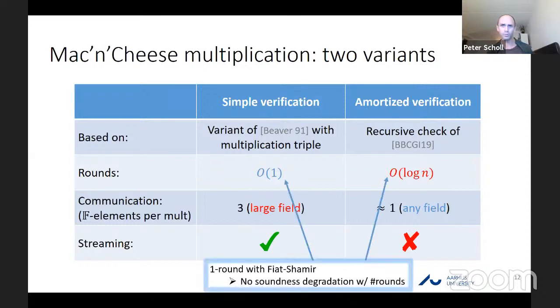However, with both of these approaches, we can actually reduce the round complexity down to just 1 round by applying the Fiat-Shamir transformation. And on top of that, we show that even if the original number of rounds was quite large, either logarithmic or, for the streaming approach, potentially linear in the depth of the circuit, we can still soundly apply Fiat-Shamir without any degradation in the soundness.